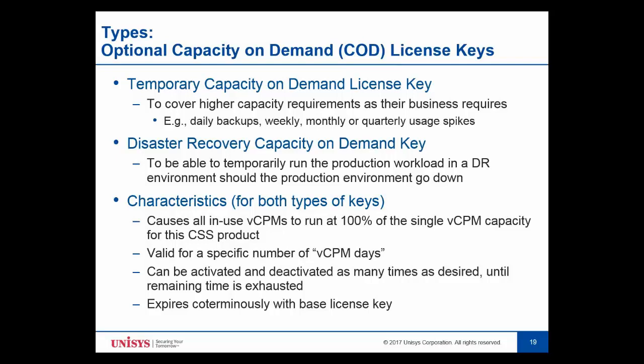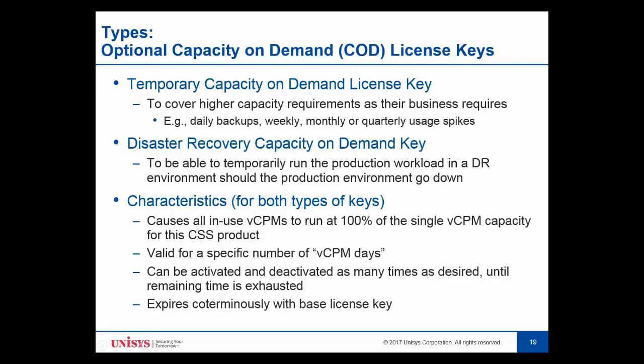Okay, so what that means is if you have a tier 20 key for capacity-based processing, when you activate the key, it would turn on another 50% initially to take you up to 1 CPM, and it would decrement the key by 50% of 1 day if you ran it for a full 24 hours, because it takes into account your base activation key. It can be activated and deactivated as many times as you'd like until the remaining time is exhausted. And then it expires along with your base license key.